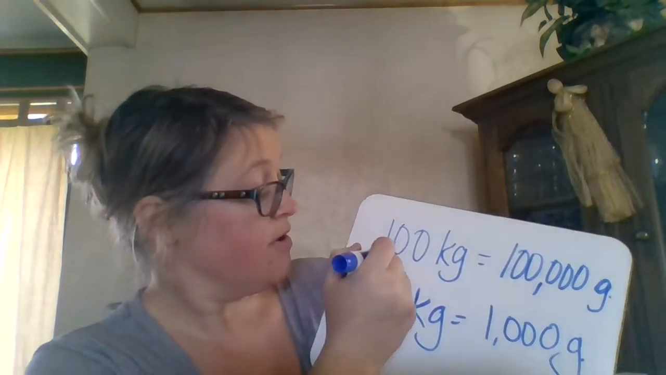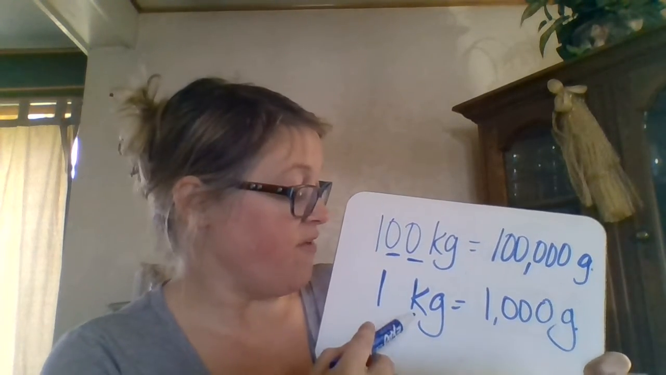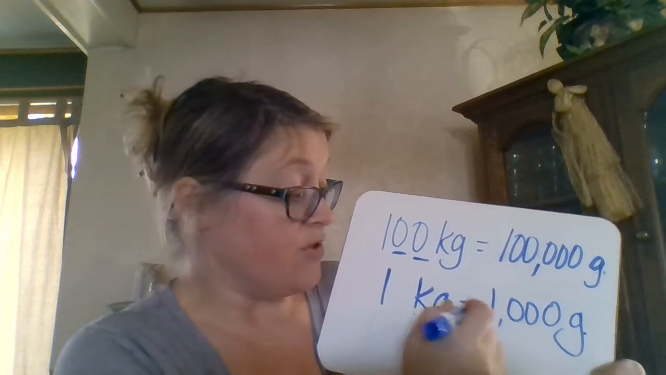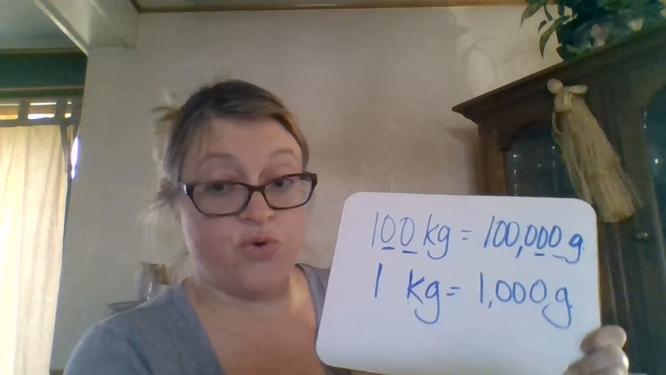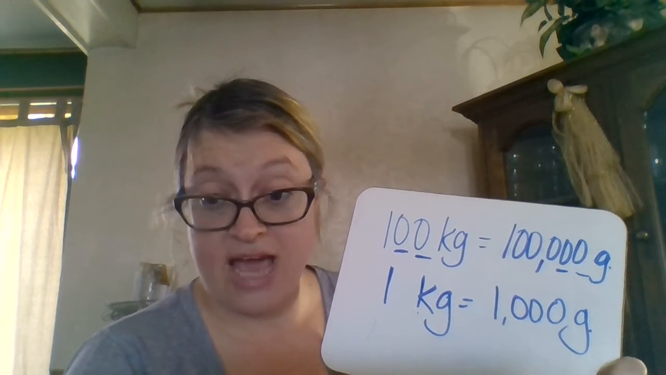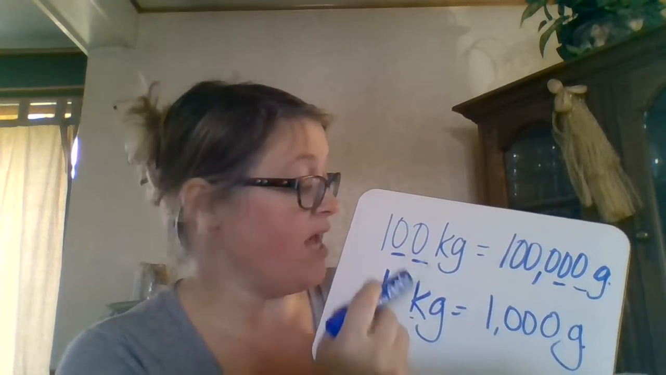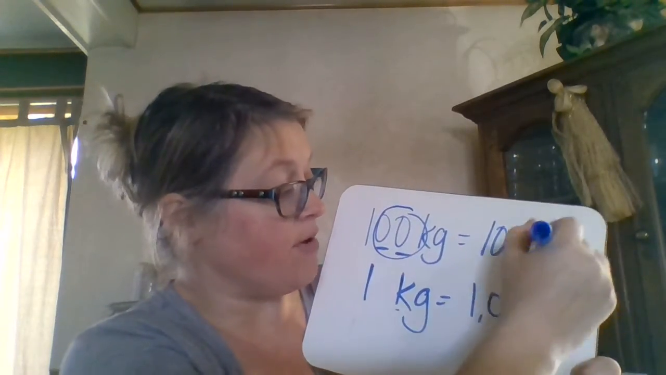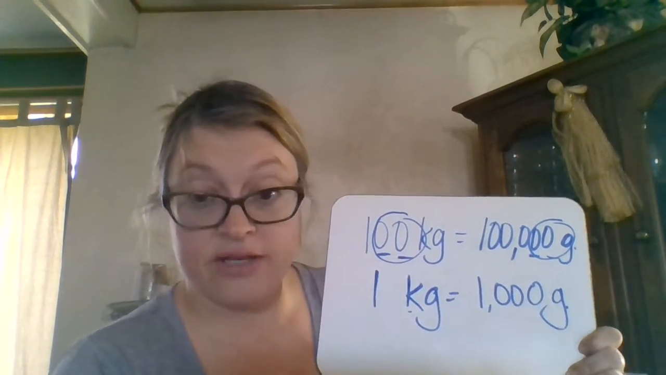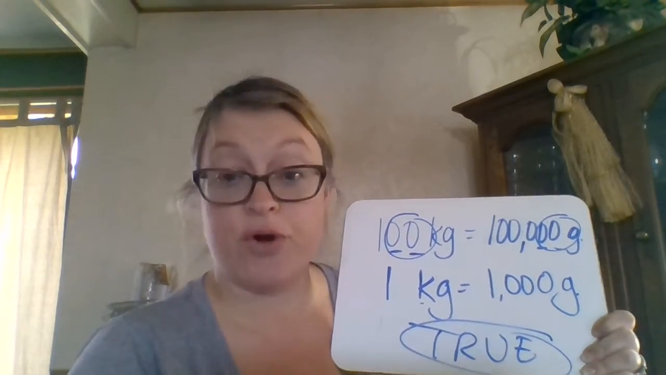Okay, so let's take a look. We added 2 zeros, right? So instead of having 1 kilogram, we have 100 kilograms. So then that means over here, we would have to add 2 zeros to our 1,000. Okay, so if we have 1 kilogram, it's 1,000 grams. But if we have 100 kilograms, we would have 100,000 grams. So because we have the right amount of zeros added on, we know that this is true.